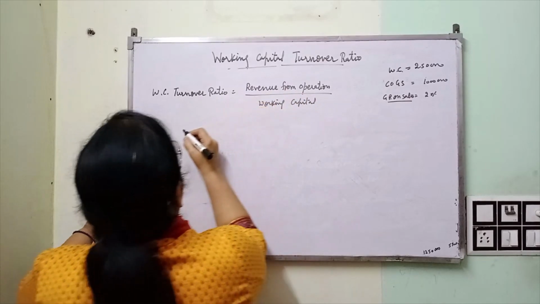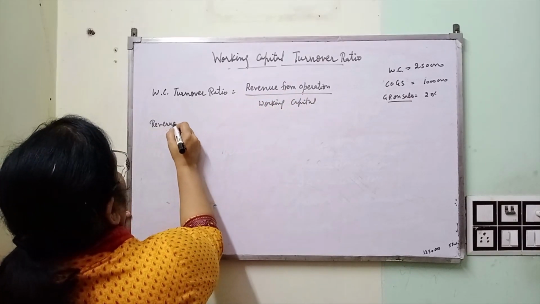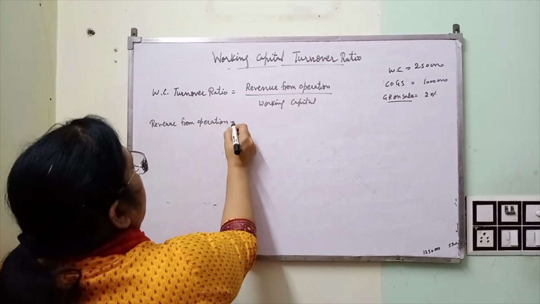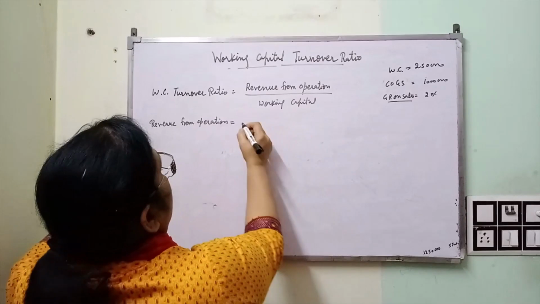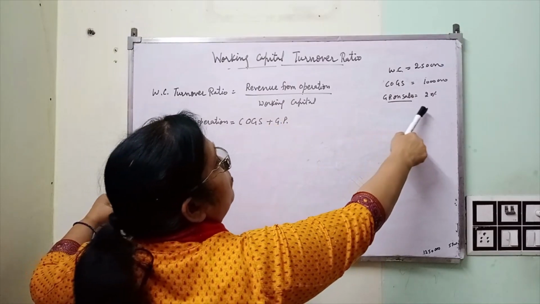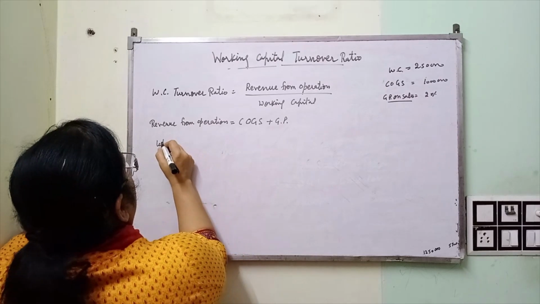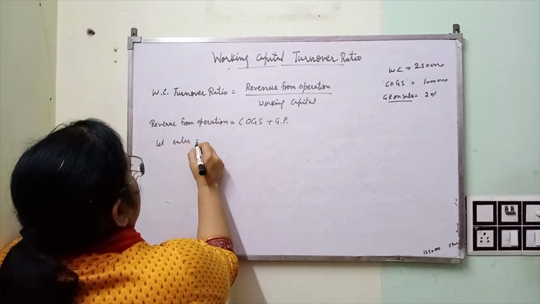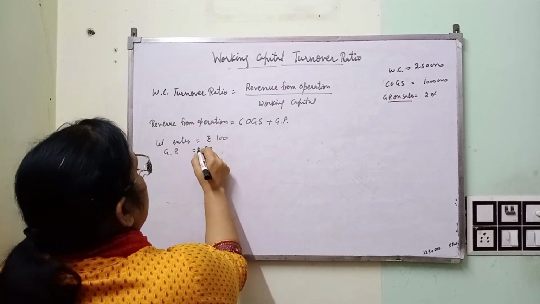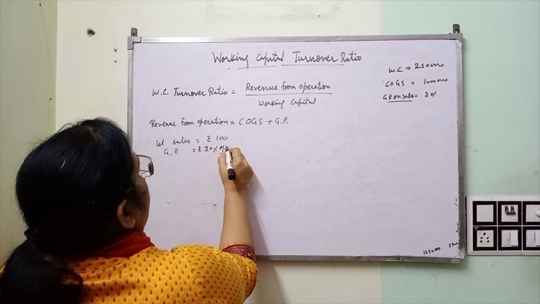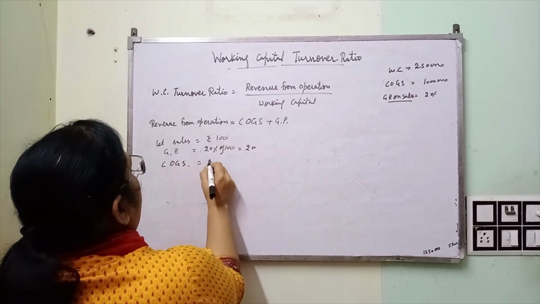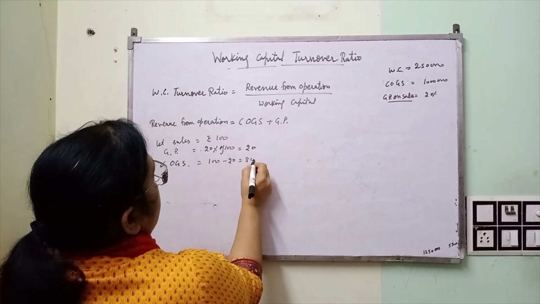Now how can we calculate revenue from operation? For calculating revenue from operation, we have cost of goods sold. The formula is cost of goods sold plus GP. Now GP on sales is given 20%. Let sales be 100. GP is 20%, means 20% of 100. It comes to rupees 20. It means cost of goods sold is 100 minus 20, it comes to 80.